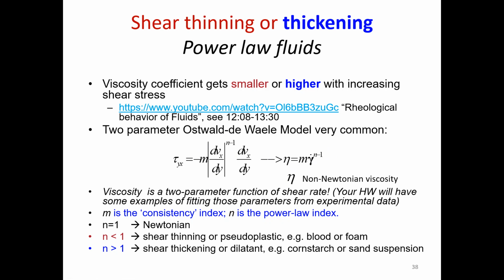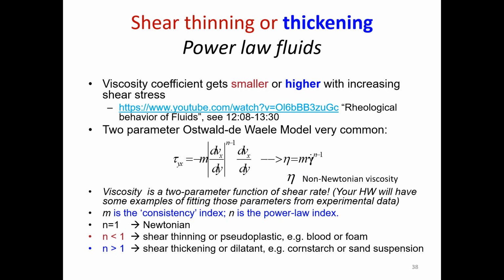It's a function of shear rate. It used to be constant. It used to be just m, right? And that was Newtonian behavior. And I still get that when I plug in n equal to 1 here. However, now it depends on the shear rate. How does it depend?